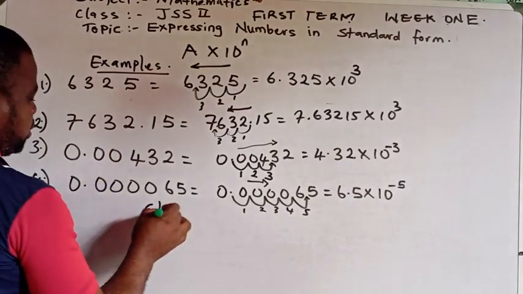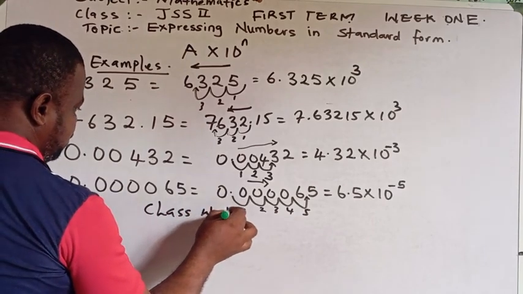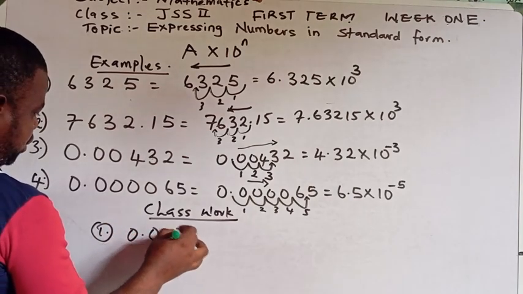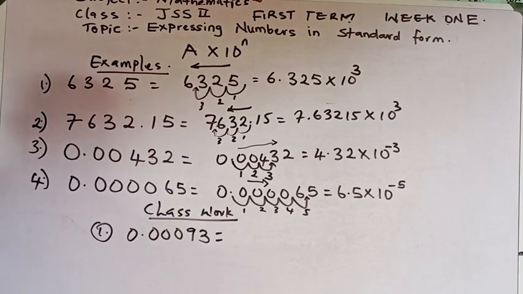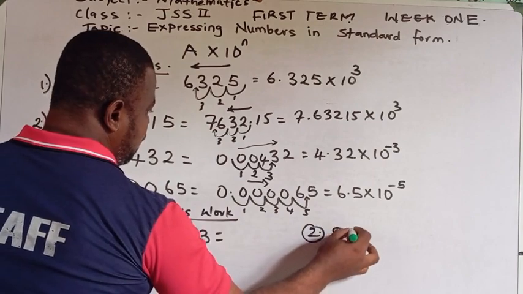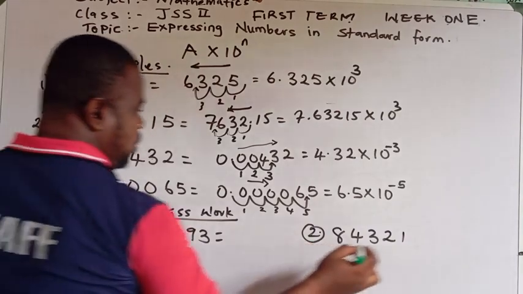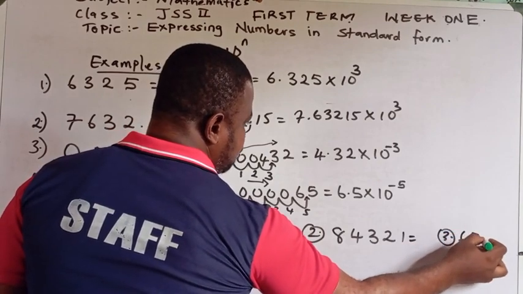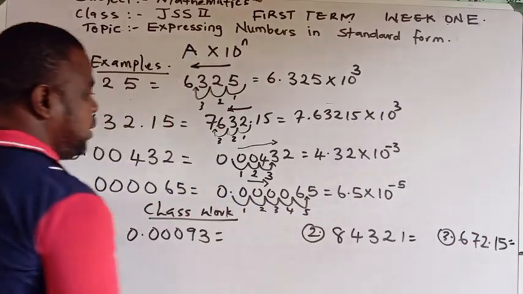So try this classwork and drop your answers in the comment section. Number 1: 0.00093. Write it in standard form. And also number 2: 84321. And the last one is number 3: 672.15. Put your answers in the comment section.